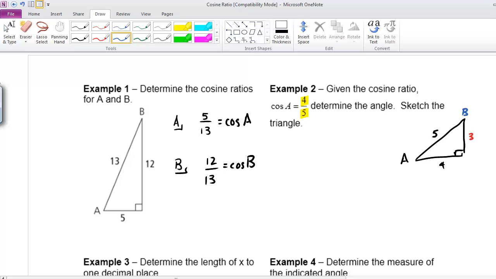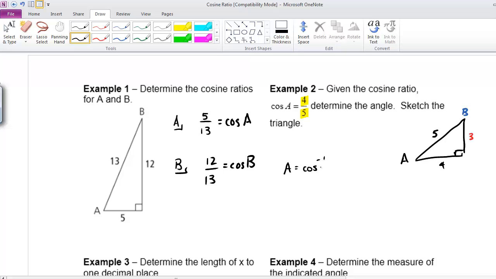The side opposite angle A is 3. The side opposite angle B is 4. 3 is smaller than 4. Therefore, angle A should be smaller than angle B. Now again, this is what I mean when I say in class you need to have an idea what your calculator says. So in order to find an angle, we always push the buttons.